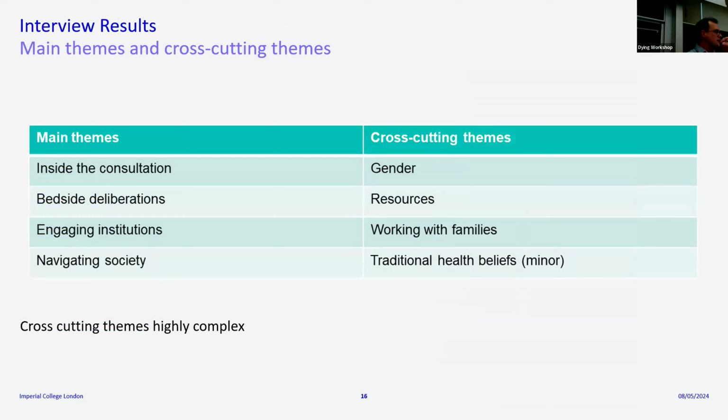So you've got inside the consultation, which is the kind of clinician, MDT, or whoever's in the room, patient, and whoever's important to them that's in the room, and that interaction between them. Bedside deliberations is a step out, care around the individual patient. Engaging institutions is where the challenge is located, again inside the institution, and where you might go looking for your solutions, and then broader navigating society. But then also some really complex cross-cutting themes, gender and resources being the main two, and then families here, they're not a separate category in this data, they're just everywhere in the data, so they're a cross-cutting theme. And then a bit about traditional health beliefs, but that was actually much smaller than we expected at the beginning.